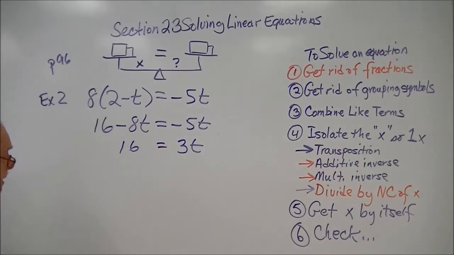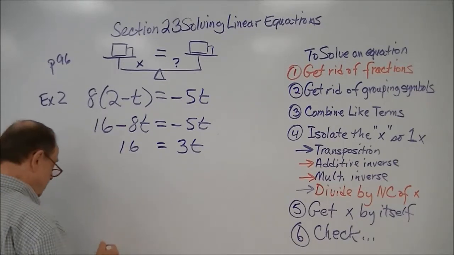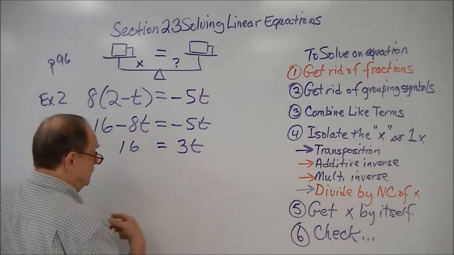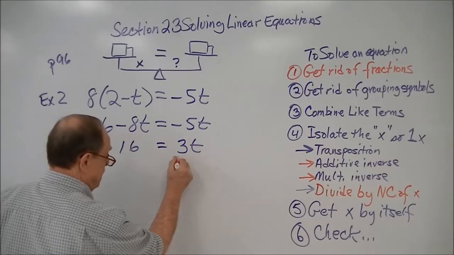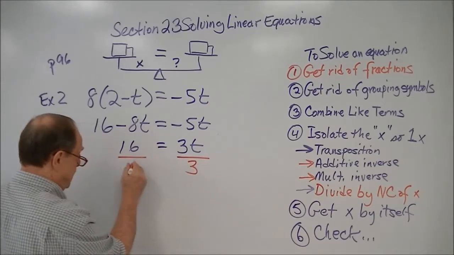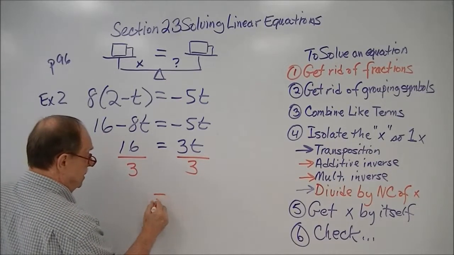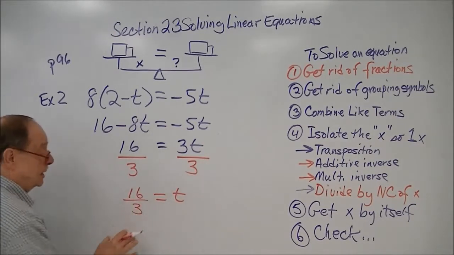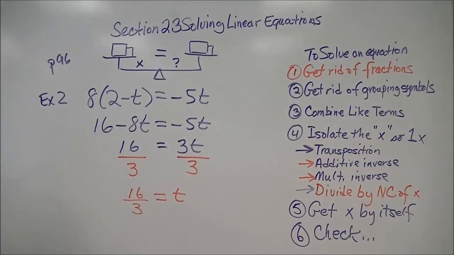Now, here's where it gets a little tricky. Because when we divide both sides by our numerical coefficient of t, which is a 3, we end up with a fraction. And fractions are okay. And generally you just leave them as a fraction.